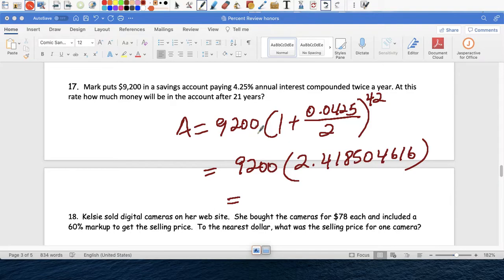And Mr. Mark, after 21 years, is going to see this value in his account, $22,250 and 24 cents. That's how much he will see in his account.